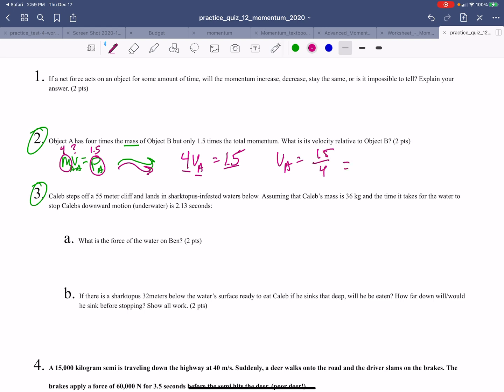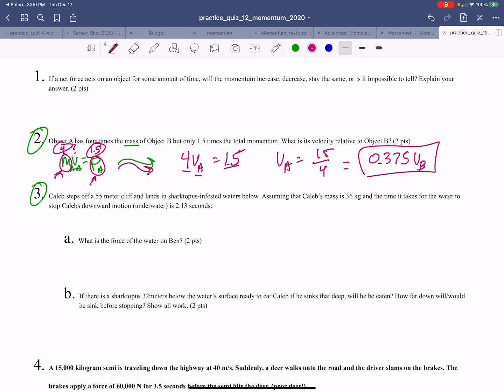1.5 divided by 4 is 0.375. So what is this velocity relative to object B? It's 0.375 times the velocity of B. That's the factor. There we go. So again, that's the best way to do those, is to just substitute the variables with the factors that you're given. All right, 3.